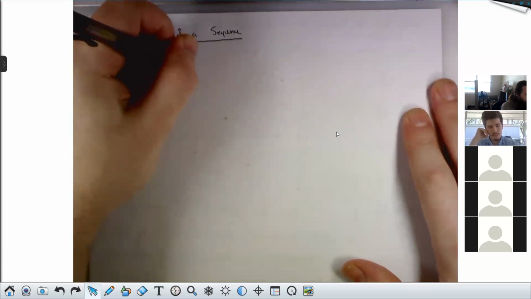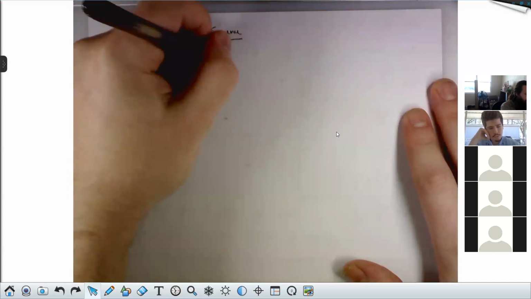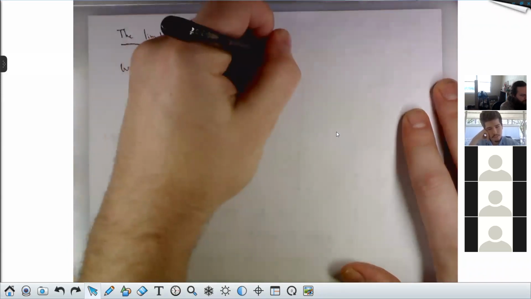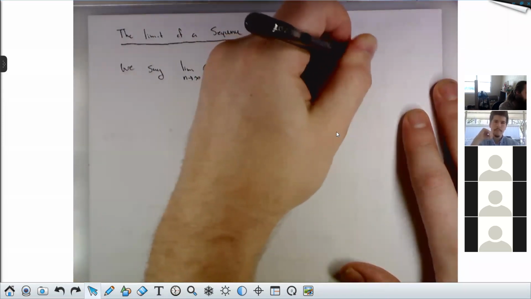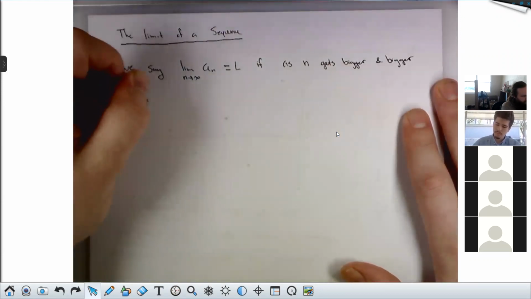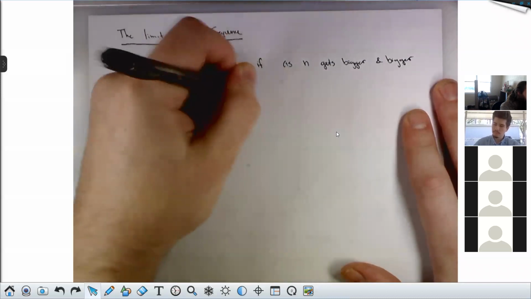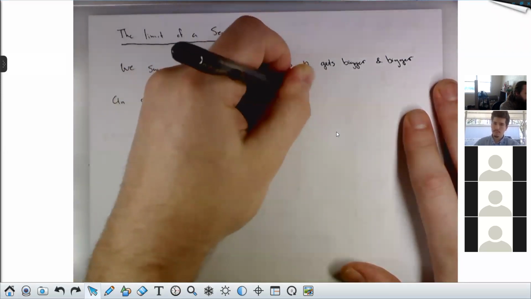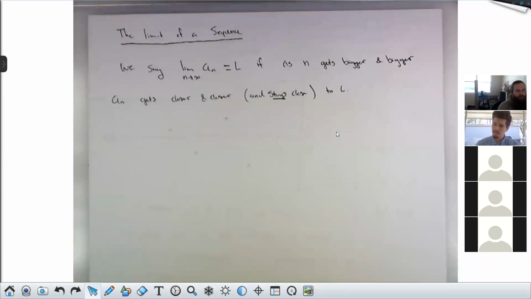We say that the limit as n goes to infinity of a sequence a_n is equal to L if, and I'll give this to you a few ways, as n gets bigger and bigger, a_n gets closer and closer, and here's the important part, and stays close to L. This is the intuitive definition.